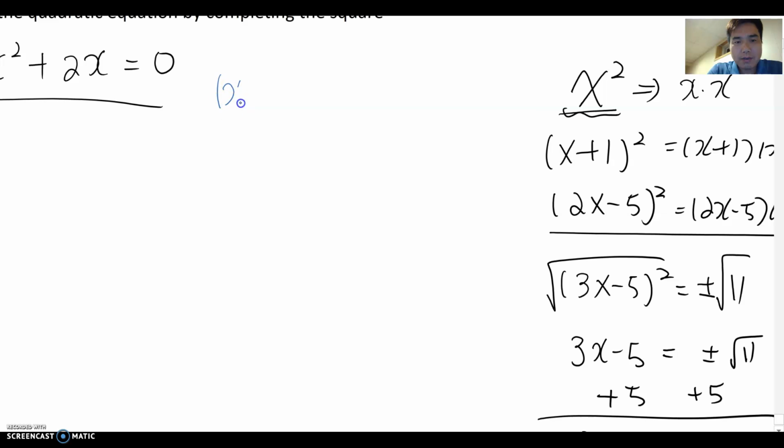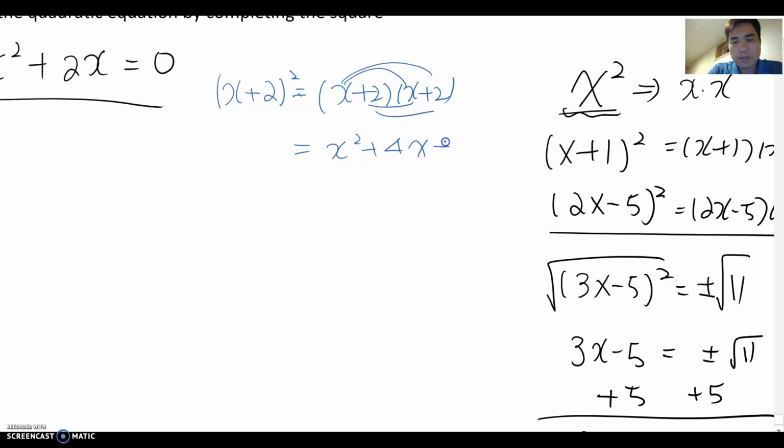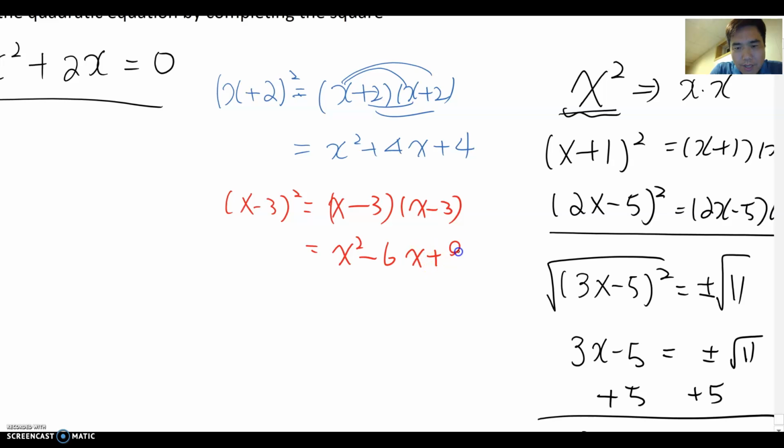So what is x plus 2 squared? It means we do x plus 2 times x plus 2, right? Therefore, you fold them out, then it comes out x squared plus 4x plus 4 here. Now, another one. So x minus 3 squared, then this becomes x minus 3 times x minus 3. Therefore, this comes out x squared minus 6x plus 9.